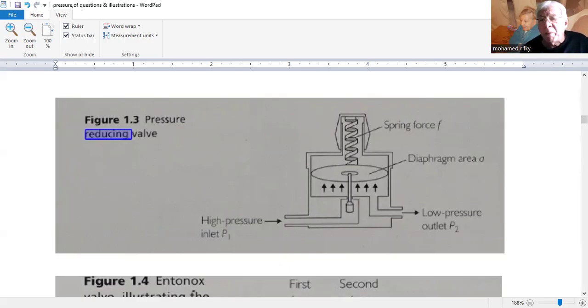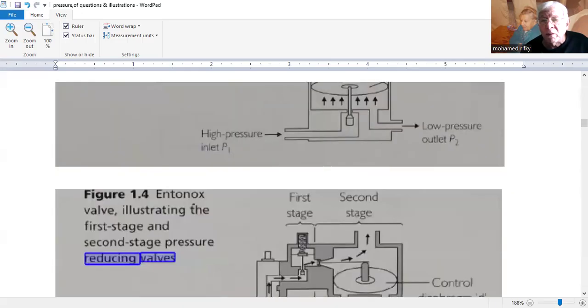So whenever the pressure is increasing, the force acting on the diaphragm from upwards will be more than the one acting downwards. So the diaphragm will descend, making more opening for the gas to go through from the high pressure to the low pressure. See this tilted rod. So this is the figure shown.